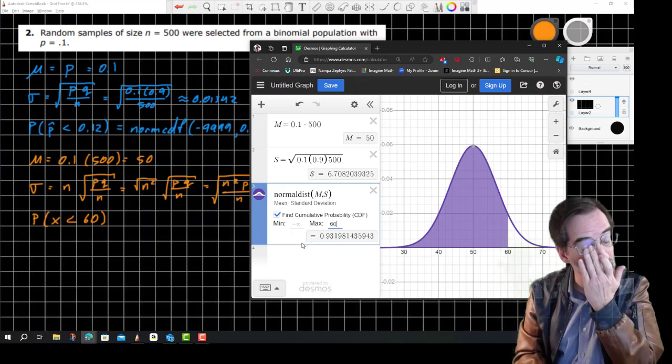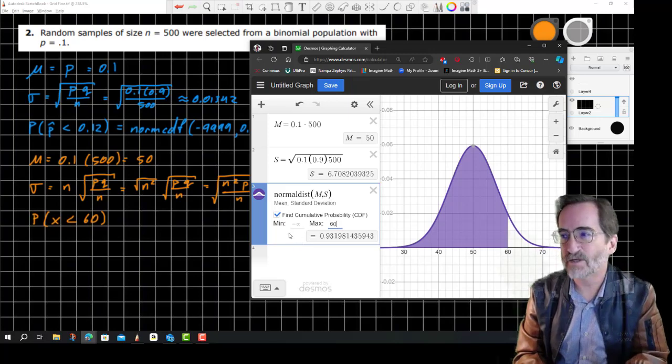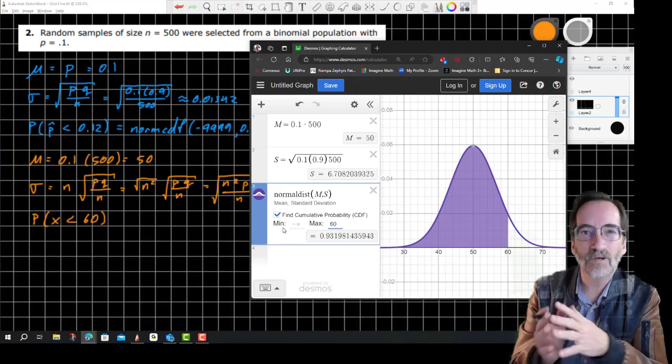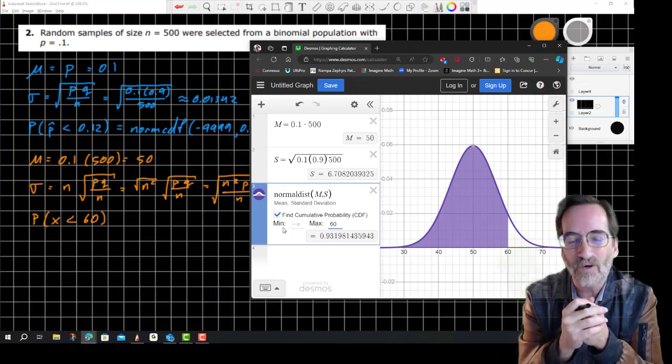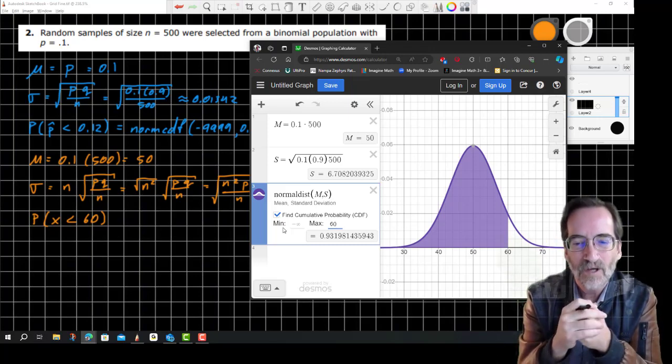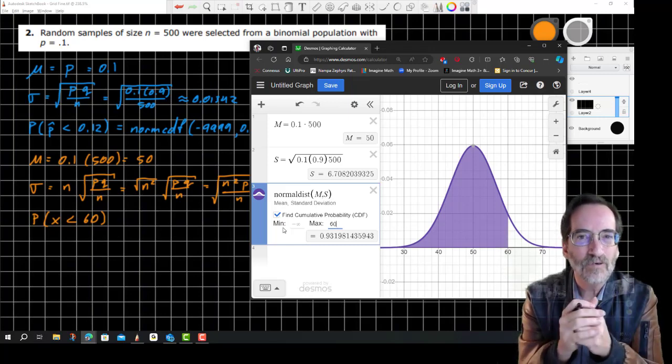The reason we do this is now I can make an adjustment. Remember that a binomial distribution is discrete. That may require a little bit of explanation. You can only get whole number values.